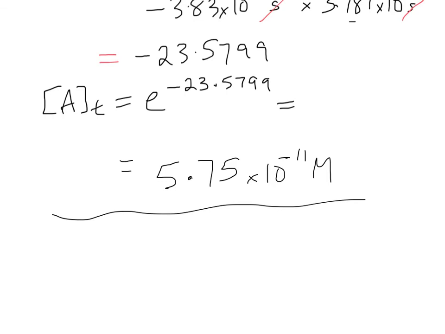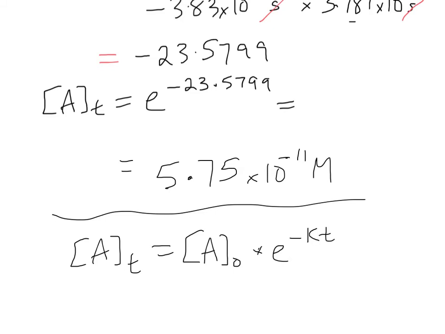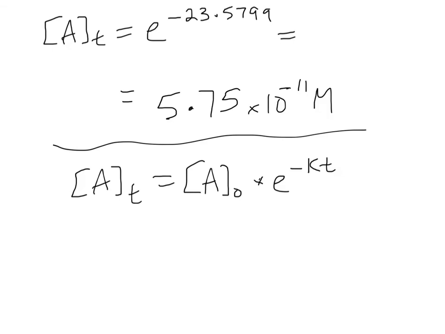Another way we could have done this problem is to go back and use our old equation from before: A sub t is A sub 0 times e to the minus kt. That way, the units would have come out nice. We wouldn't have had to take logarithms and anti-logarithms of things with units. It probably would have been more honest.